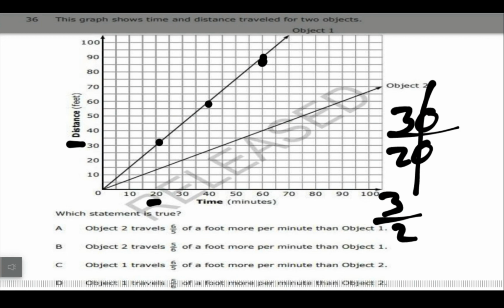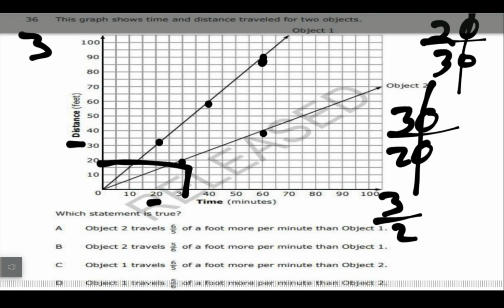And then for object two, I want to look at a point where they cross. Right here is one that they cross, also right here. Oops, sorry. Right here. But again, now it's 20 divided by 30, so it's almost like they're backwards. This one's 20 divided by 30, so this one is 2/3. So the first object is 3 out of 2. The other one's 2 out of 3.